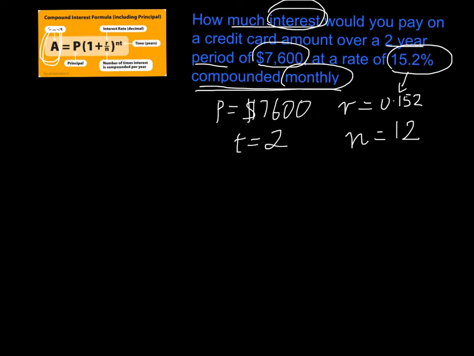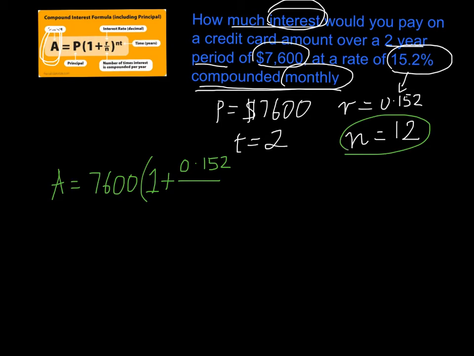Now we can go and apply the compound interest formula. So our amount is going to be equal to the principal, $7,600, multiplied by 1 plus the rate, which is 0.152, divided by n, the number of times the interest is compounded per year, so divided by 12.